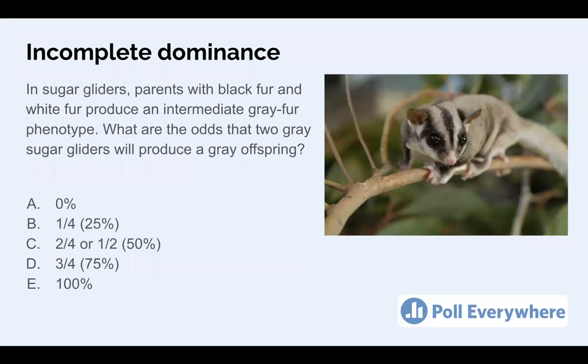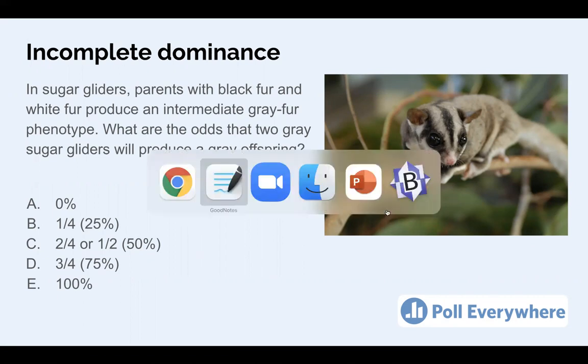So let's do an example here. Again, we're in the incomplete dominance topic, and I've chosen a hypothetical color mixing example. So I chose the organism of sugar gliders. So parents with black fur and white fur produce an intermediate gray fur phenotype. What are the odds that two gray sugar gliders will produce a gray offspring?